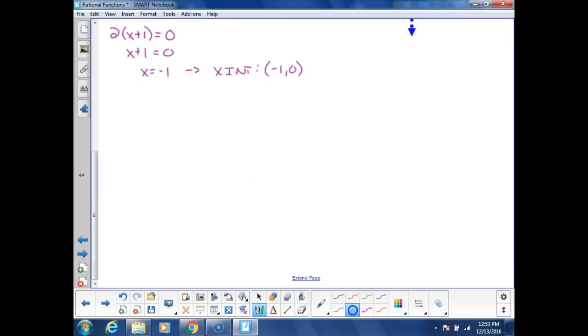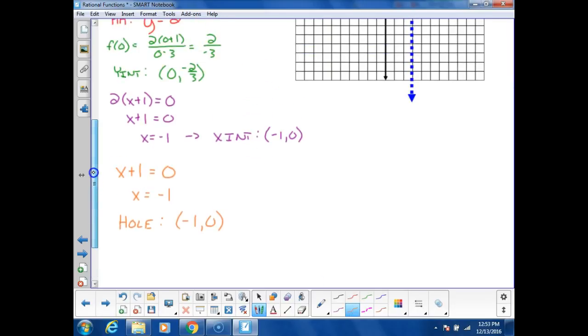Do we have a hole? Yes, we do, because we factored out an x plus 1, correct? So that means we have a hole at x equals negative 1. What's the value of my function at x equals negative 1? Zero. So I have a hole at negative 1 comma 0.